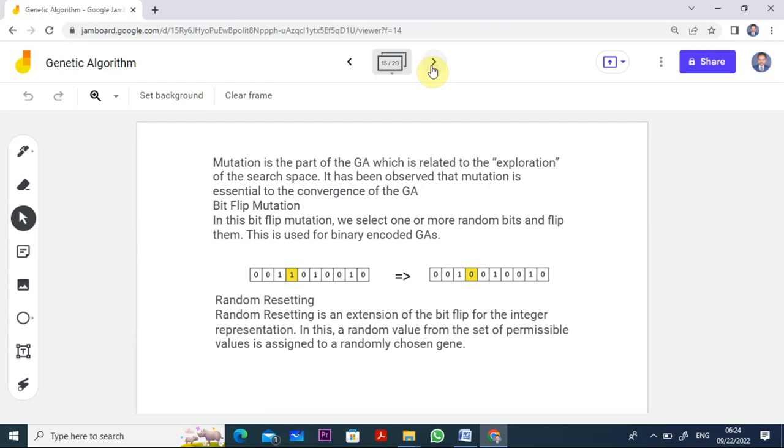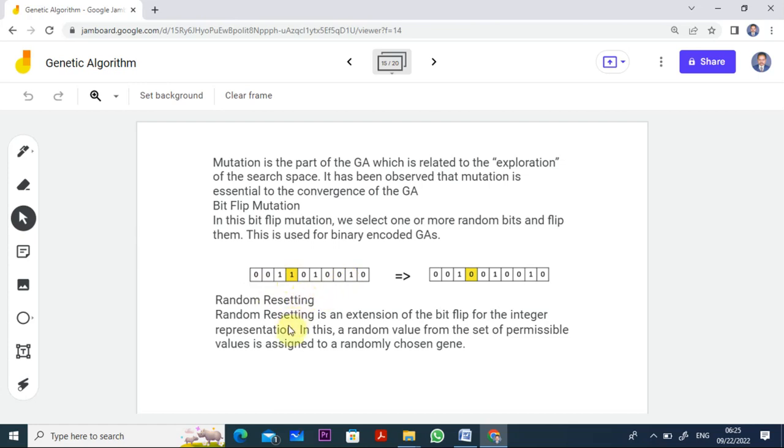So here I am going for bit flip mutation. In this bit flip mutation, we select one or more random bits and flip them. Flip means we change the value. Suppose I selected 1, and here this is 0, 1, 2, 3. This third value, instead of 1, you just change it to 0. If 1 is there, change it to 0. If 0 is there, change it to 1, selecting randomly like that.